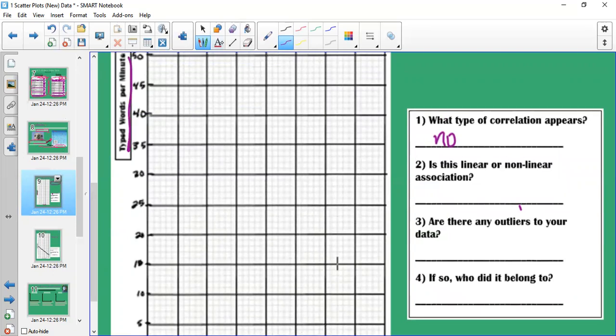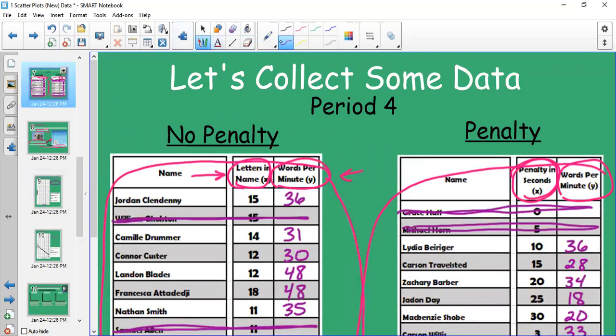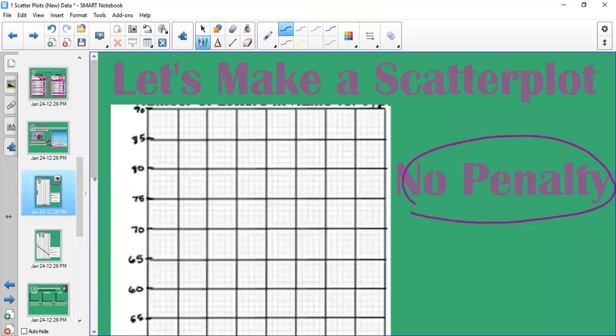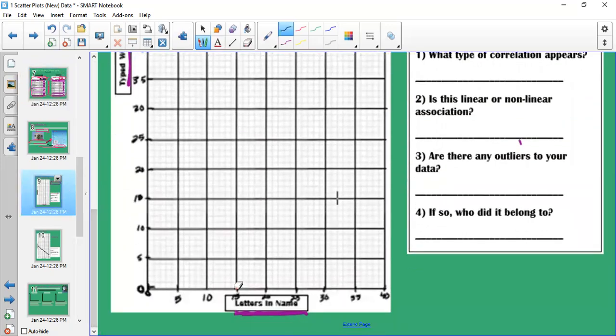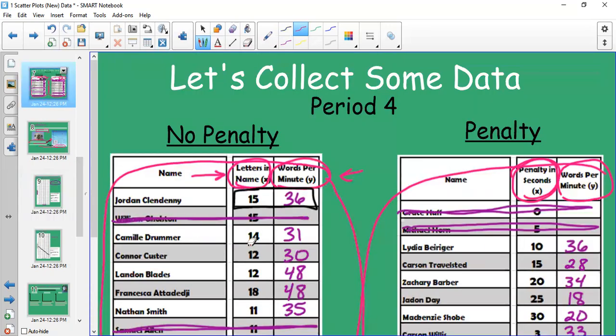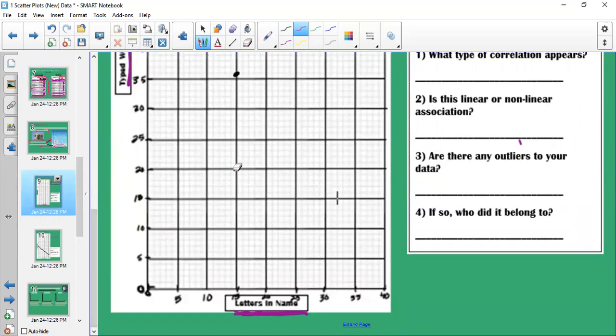Okay, so I'm going to start with Jordan. So Jordan typed, well, first off, he had 15 letters in his name, and he typed 36 words per minute. Okay, so if I make that point, I find 15 letters in his name and 36 words per minute. Okay, so that point right there represents Jordan. And I'm going to go through one point at a time. So Camille was 14 and 31. So 14 letters in her name and 31 words per minute. Okay, so that point represents Camille.